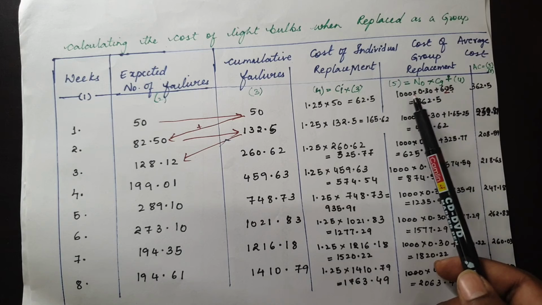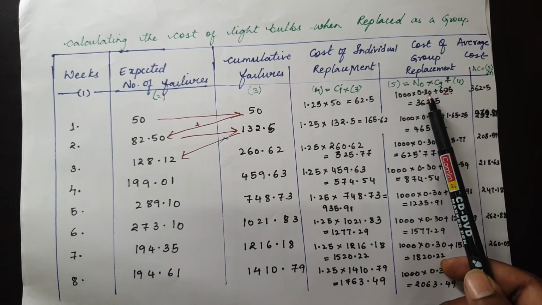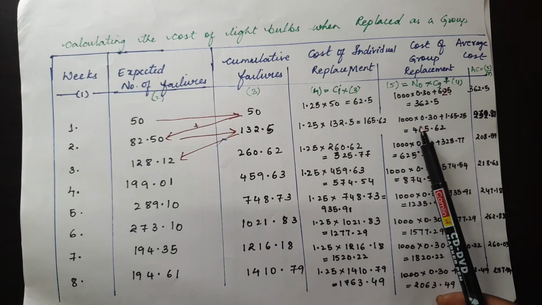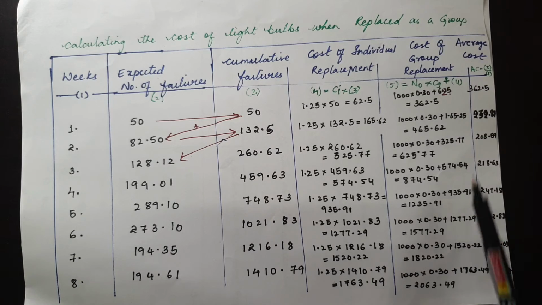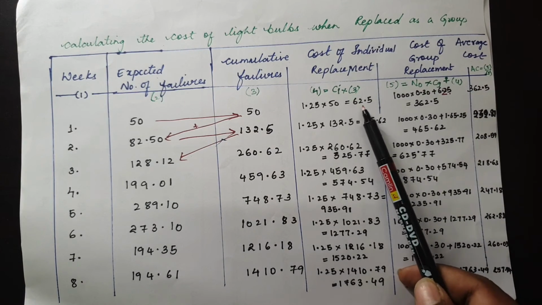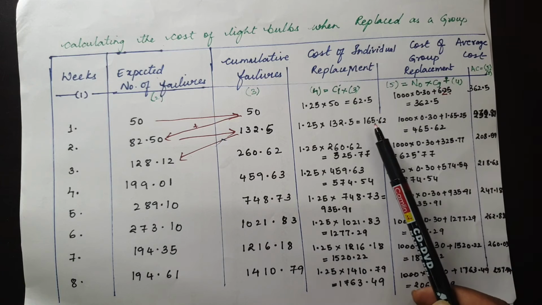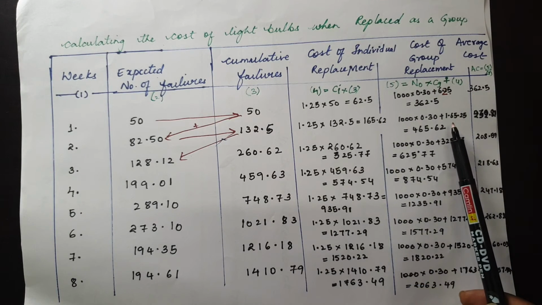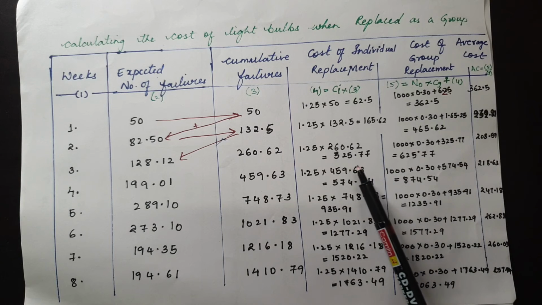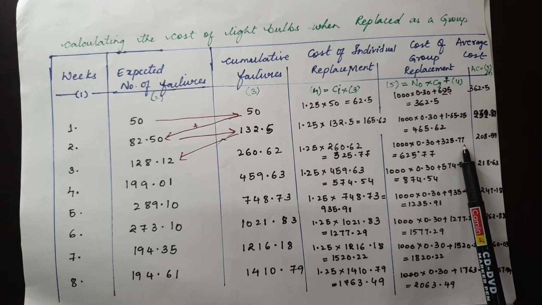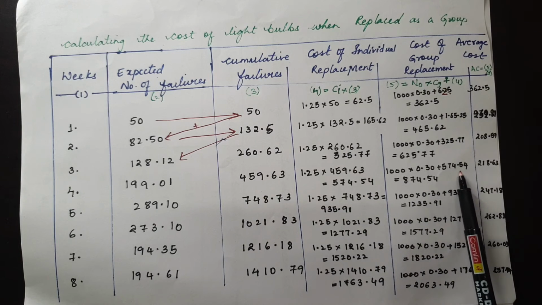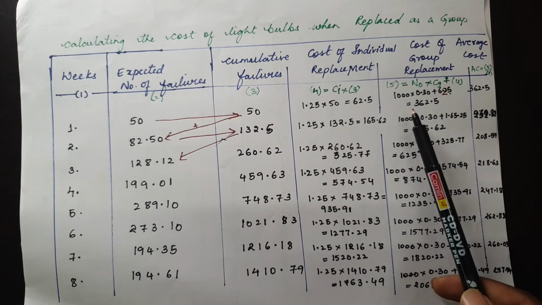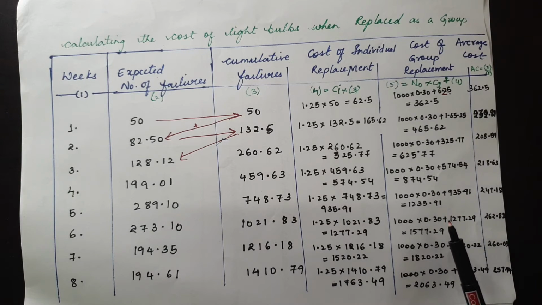So N0 into CG. N0 is constant and the CG value is constant, the same value from starting to ending. Plus 4. Plus 4 means this 62.5. Then 165.60. Next one 325.77 (sic), then 574.54. Like this you have to find out the fifth one.